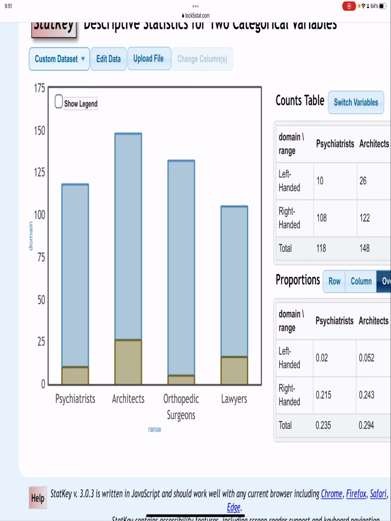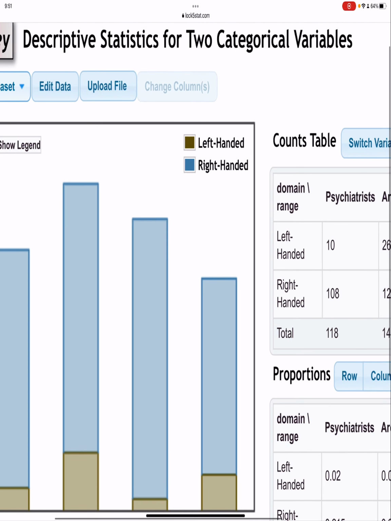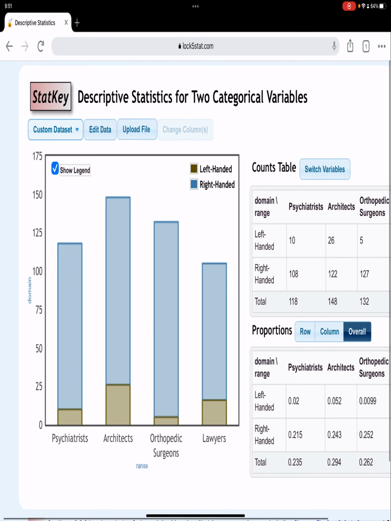Again, this is going to be part of your first statistical lab assignment, so please make sure that you are following along and attempting to do these things yourself in StatKey while we're doing them in the lecture video. And you can hit Show Legend here, and it will show you, oh, there's the brown is left-handed and the blue is right-handed.